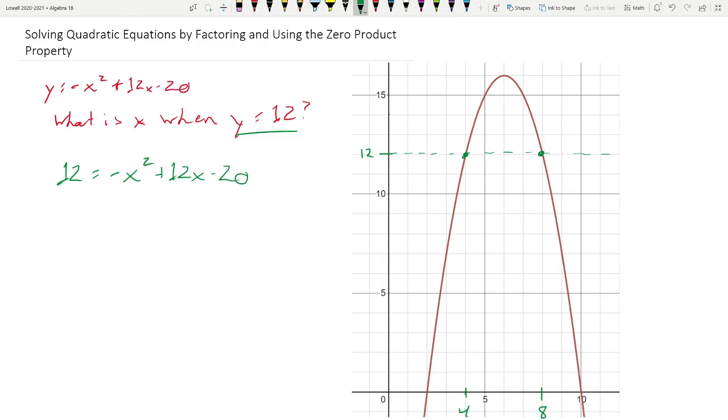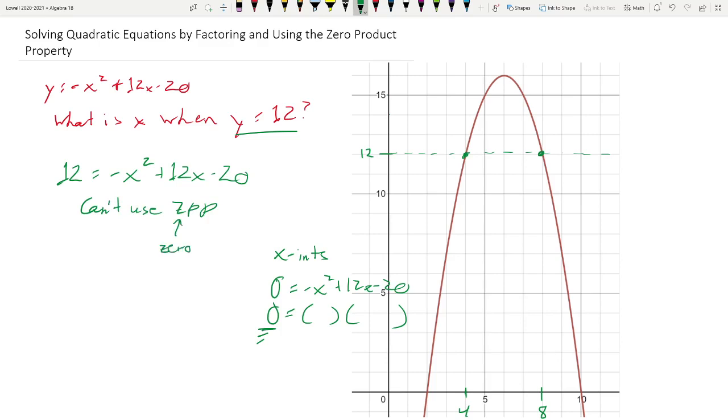We have a slight problem here, or something that's slightly different than what we have been doing before. Before, if I wanted to find the x-intercepts, you would set 0 equal to y, set up your equation, factor it, assuming it's factorable, and then use the zero product property. But the only reason this works is because this is a 0. As is, we can't use the zero product property, because ZPP stands for zero, meaning that one side of the equation has to be 0, which it is currently not.